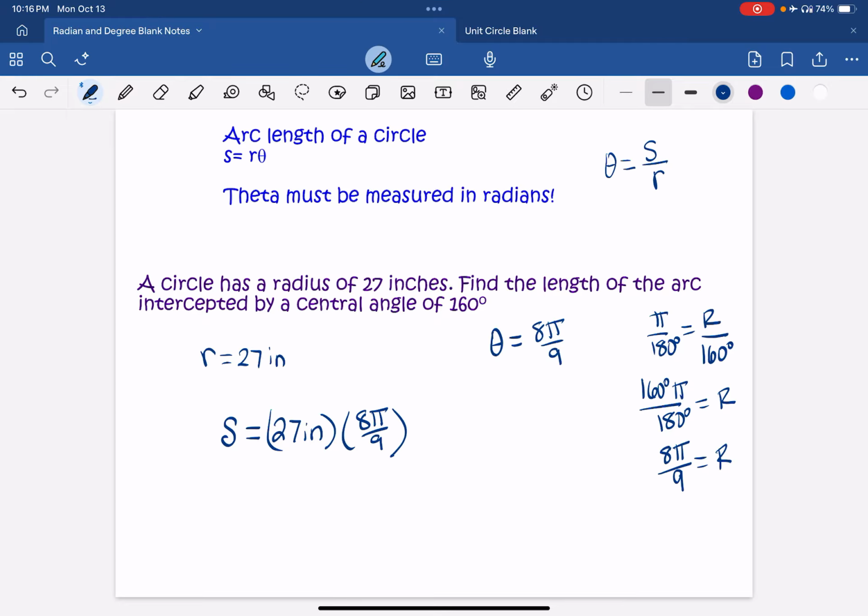And I just love reducing fractions. Y'all know I love fractions. So 9 goes into 27 3 times, and 3 times 8 gives us 24 pi. And don't forget our unit, 24 pi inches. Okay, and there you have it. Now, I'm fine with you keeping the answer. This is in exact form, but you can put it in the calculator and find the decimal equivalent.